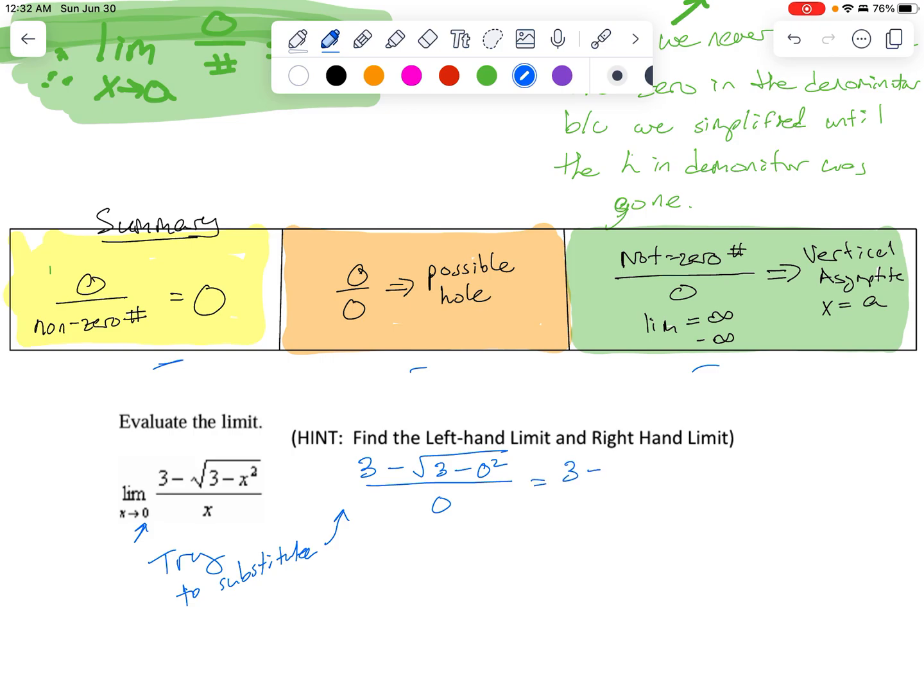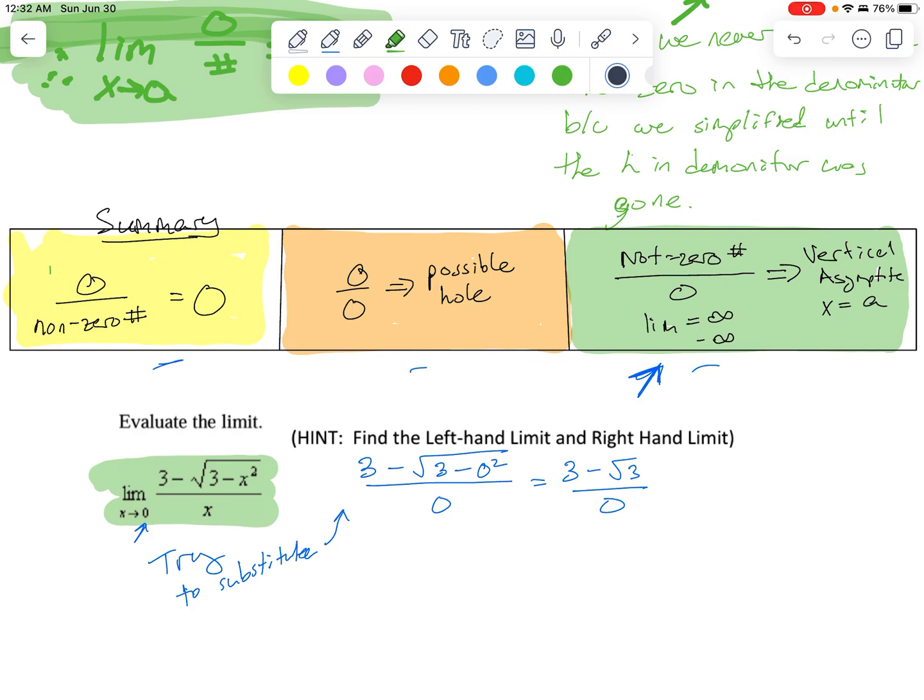That's 3 minus radical 3 over 0. Okay, so the numerator is definitely not a 0. The denominator is a 0. So that means I fit into this category. So let's highlight it green. So this fits into a non-zero over 0.